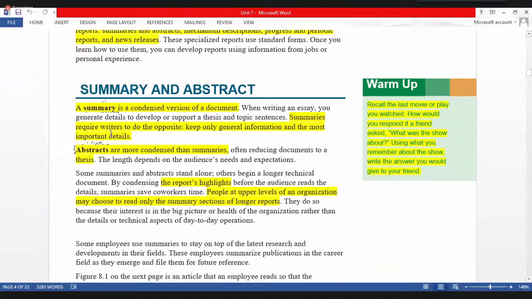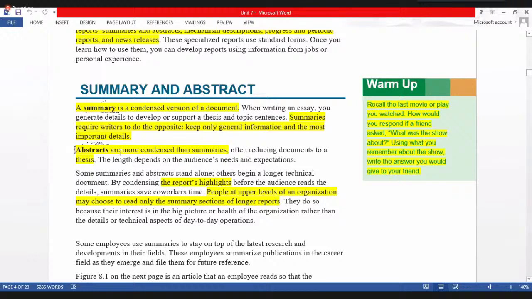Summaries require writers to do the opposites. Keep only general information and the most important details. In summaries, what do you have to do? You have to mention the general information. All the general information you write. And the most important details you give. General information plus most important details you have to mention in a summary. Clear? And here in an abstract, what do you do?